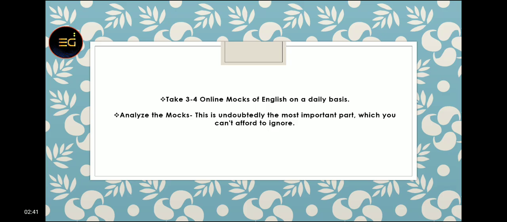You must take 3 to 4 online mocks of English on a daily basis after your offline practice is done. And the major thing which needs to be done is analysis of a mock. You must analyze the mocks. This is undoubtedly the most important part which you cannot afford to ignore. If you do not analyze a mock, you are not trying to find out your weaknesses. Analysis of what went wrong in mock 1 will prevent you from committing the same mistake in mock 2 and so on.